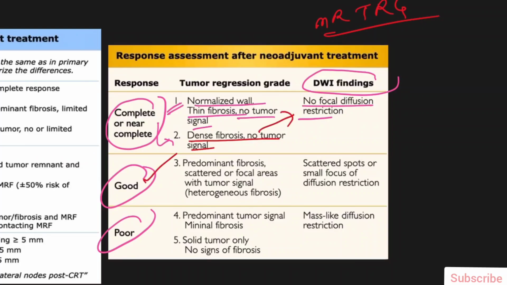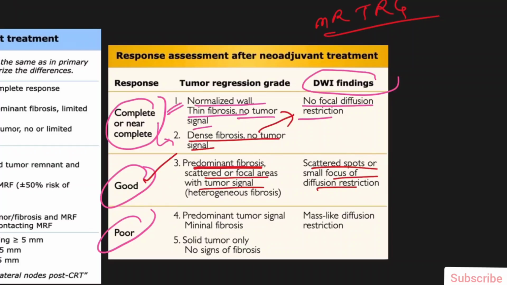Next one is the good response, where there is predominant fibrosis present but there are scattered or focal areas of tumor signal. These will be seen as scattered spots or small foci of diffusion restriction, meaning some viable residual tumor is still there.